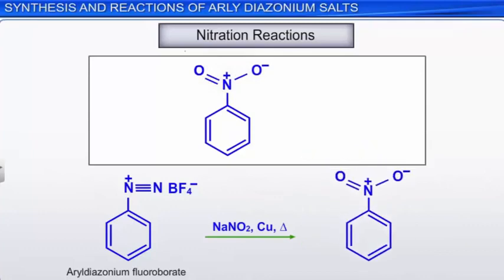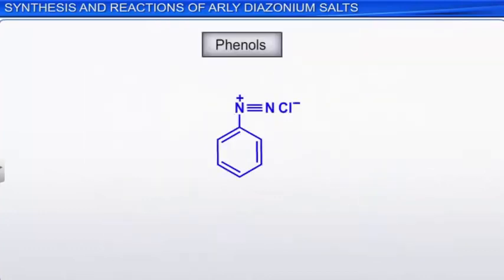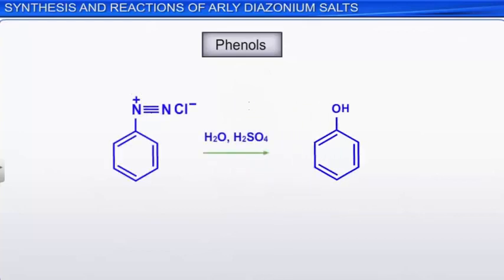Phenols are readily produced from diazonium salts. These reactions cause the diazonium group to be replaced by a hydroxyl group. To carry out these reactions, acidify an aqueous solution of the diazonium salt by adding sulfuric acid and heating it at 100 degrees Celsius.